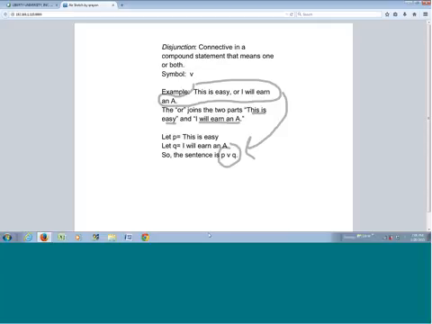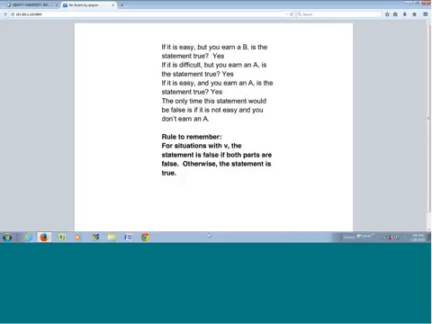Now, when is this going to be true? Well, if it's easy but you earn a B, the statement is still true. If it's easy or I earn an A. So if it's easy, it's true. If it's difficult but you still earn an A, it's true because the second part of the or would be true. If both parts of the or are true, where it's easy and you earn an A, then it's true.